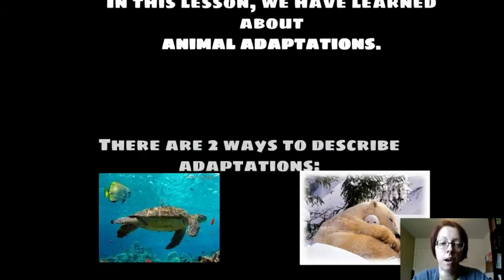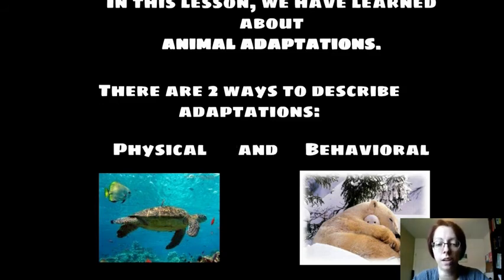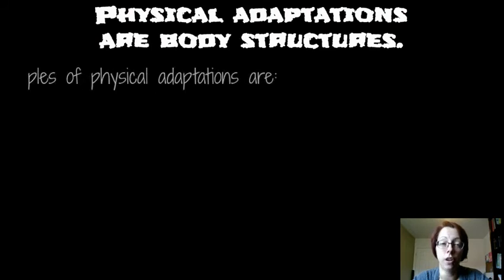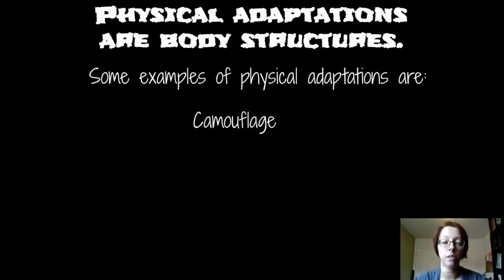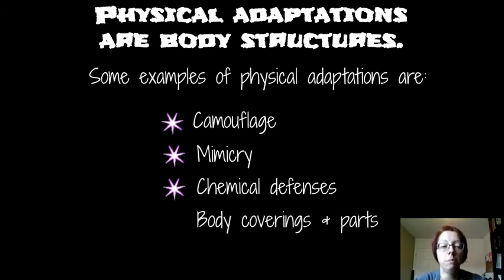So we've talked about two different types of adaptations: physical adaptations and behavioral adaptations. Physical adaptations are the body structures, things about their bodies. Here are some examples that we talked about last week. Camouflage, being able to blend in with your environment to stay alive. Mimicry, that was the one we talked about with the butterfly, where they mimic other things in the environment. Chemical defenses, those were like the sprays and the venom from the snake. And body coverings and parts, like the different types of feet, the beaks, their fur.